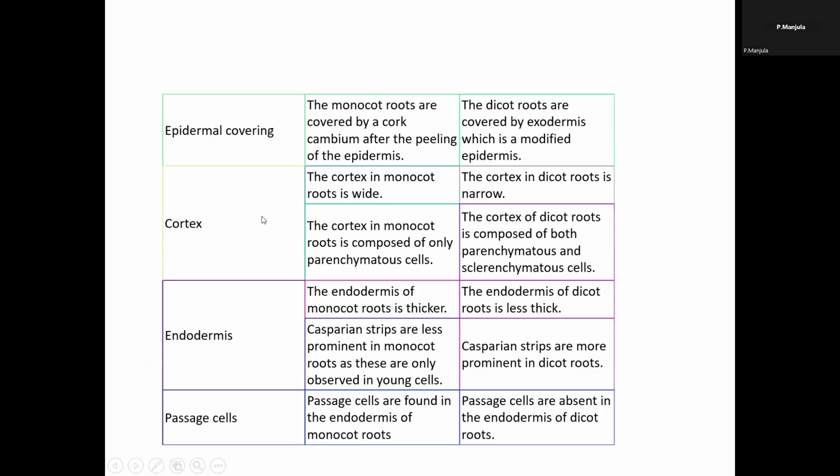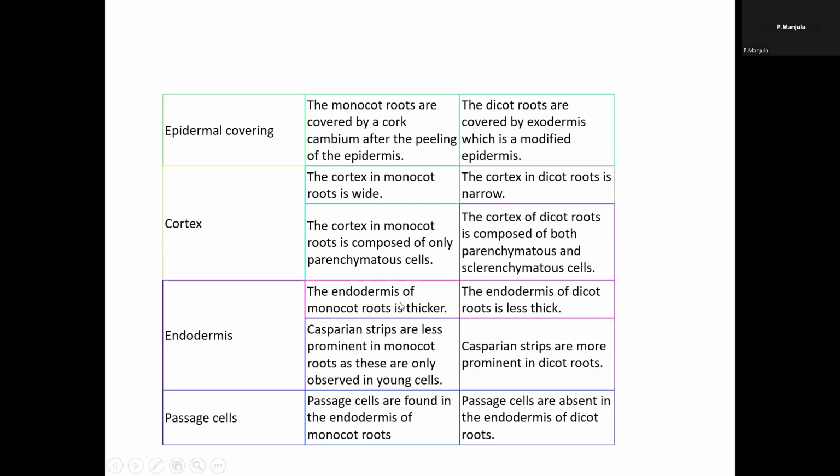The cortex in monocot roots is wide, whereas the cortex in dicot roots is narrow. And the cortex in monocot roots is composed of only parenchymatous cells, whereas the cortex of dicot roots is composed of both parenchymatous and sclerenchymatous cells.